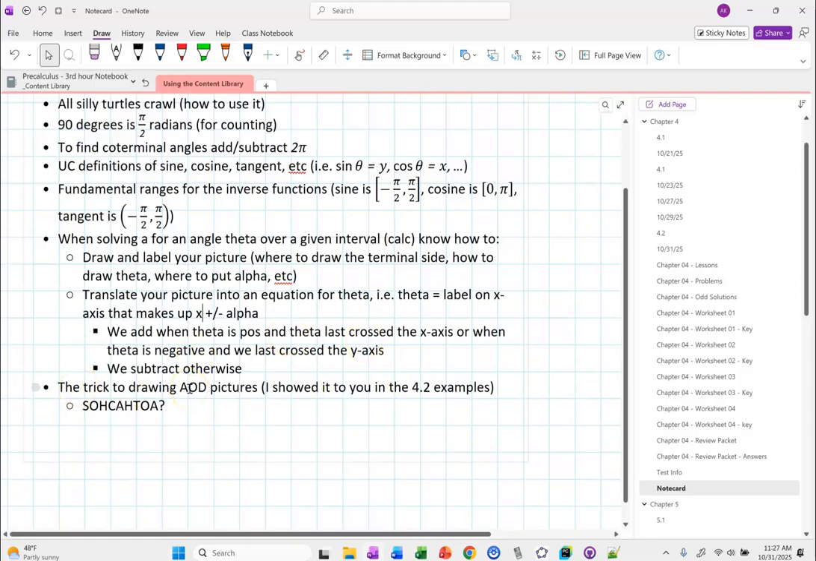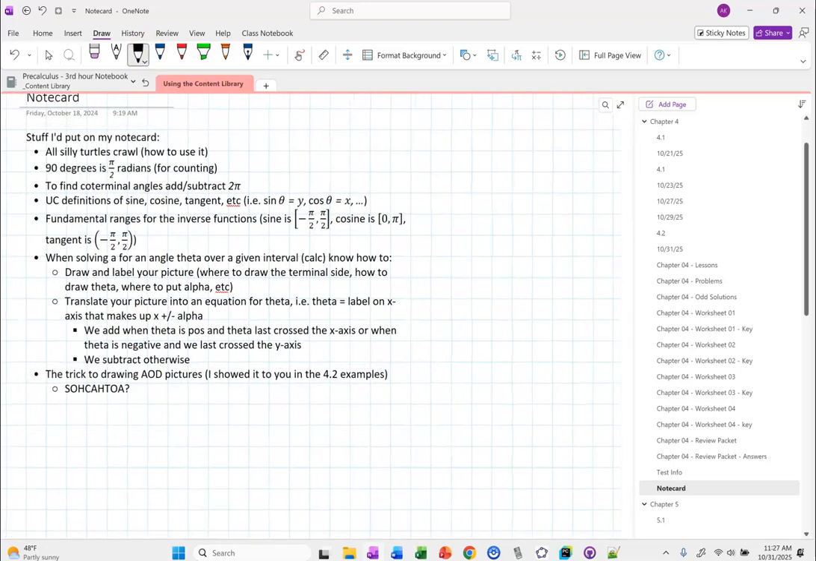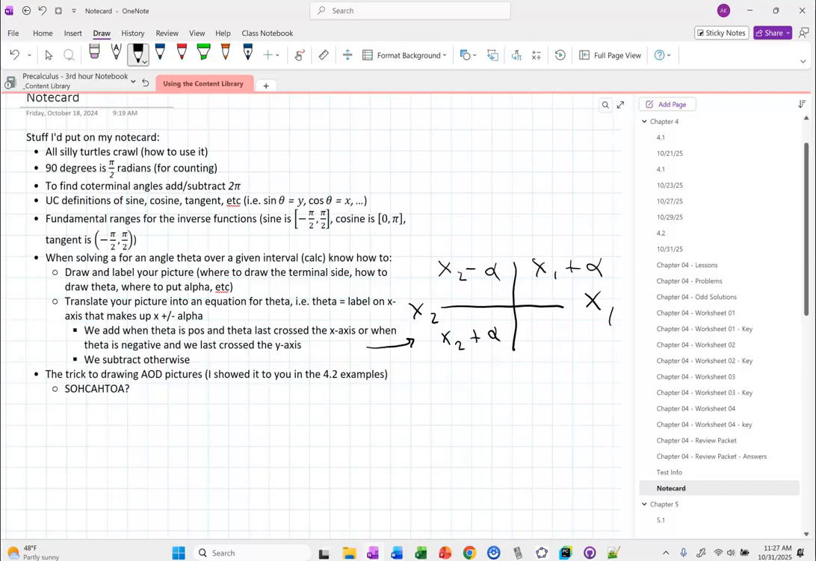Trick to drawing angle of declination pictures. Remember, I showed you this in the 4-2 examples. You know, SOHCAHTOA. This is the same thing. That statement there is the same thing as this picture. But I would have this picture on my note card, as well as how to use it, right?